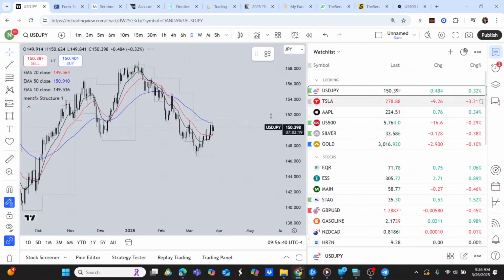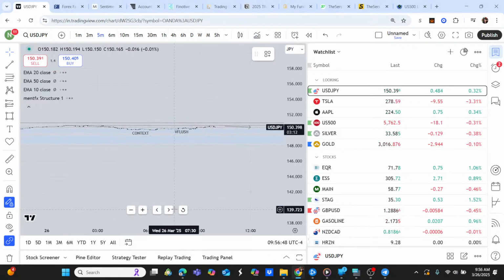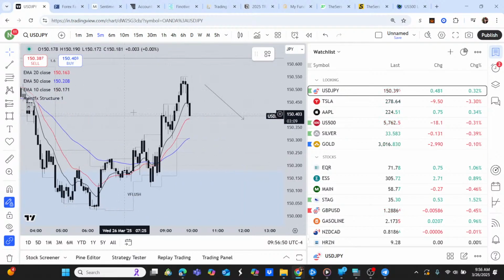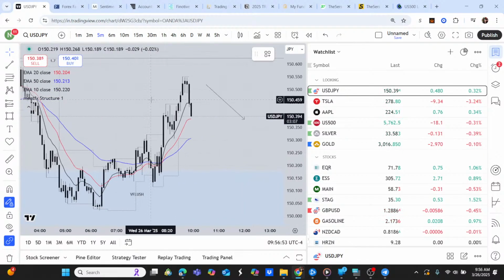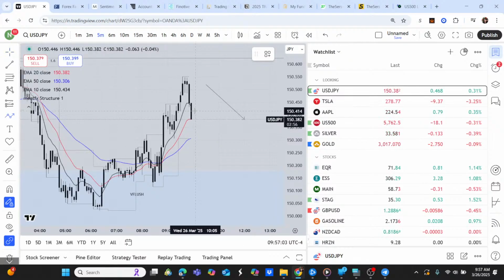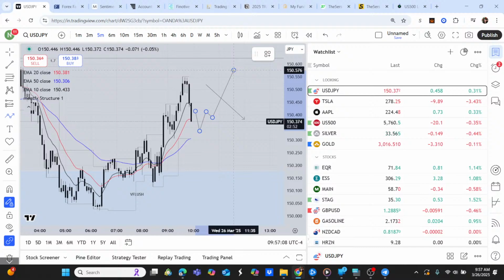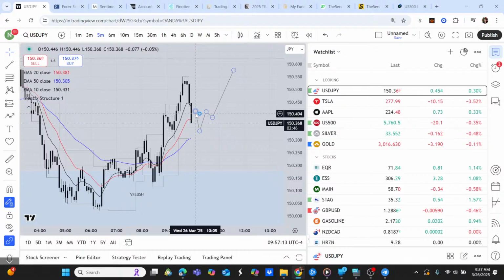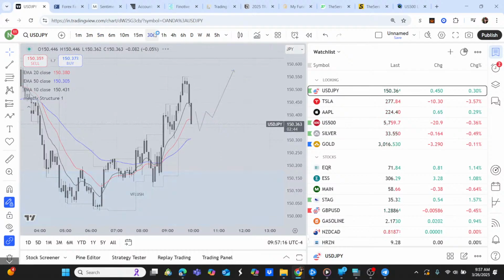Yeah, so I'm gonna stick to USD JPY. Okay, may set up something right here so we can come down. All right, so that's what I'm gonna be waiting for. Everything is looking good.